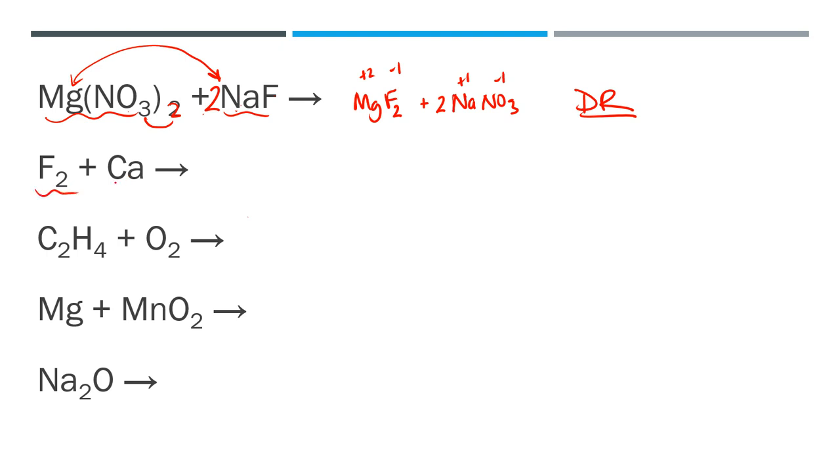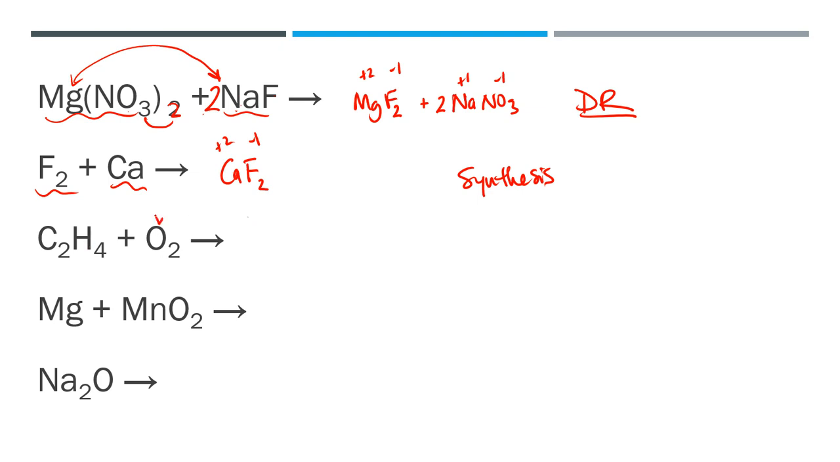This guy, I have single element, 2 elements by themselves. The only thing they can do is combine in a synthesis reaction. We're going to make calcium fluoride. This is a synthesis reaction. Calcium has a +2 charge, fluorine has a -1 charge. I need it to be F2. It's already balanced. Look at that.